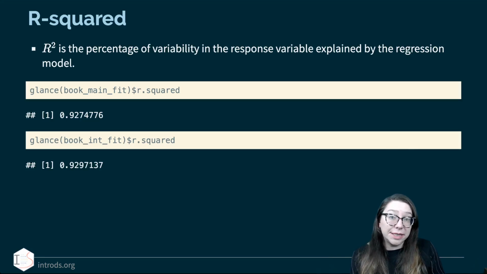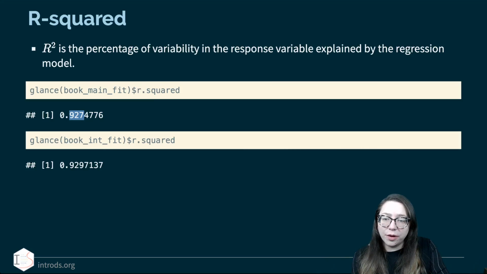One of the statistics that we care about is called R-squared. R-squared is the percentage of variability in the response variable that's explained by the regression model. And we can grab the R-squared of any model using the glance function that actually will spit out a bunch of statistics that might be useful for us. One of them is R-squared, so we can grab that just by accessing that element out of the glance object. So we can see that the R-squared for the model with the main effects is 92.7% roughly.